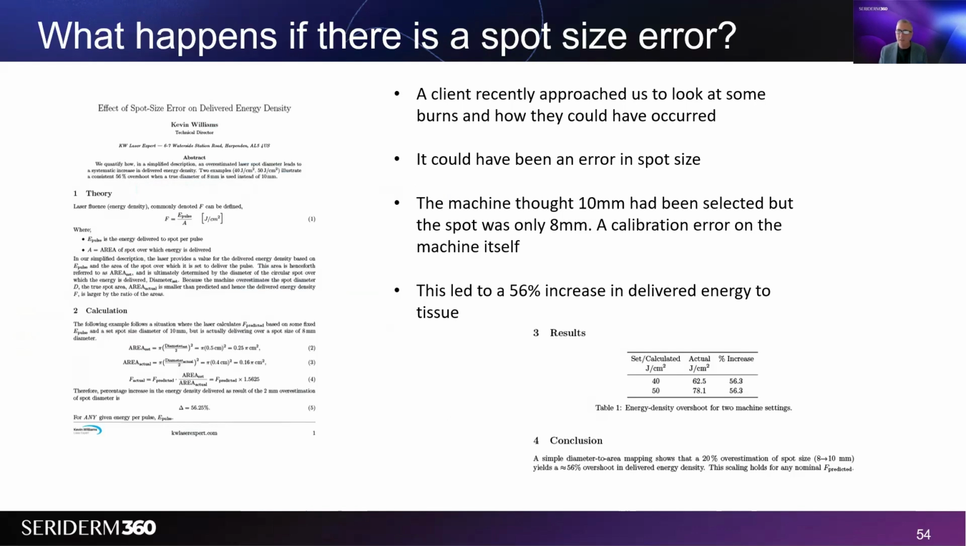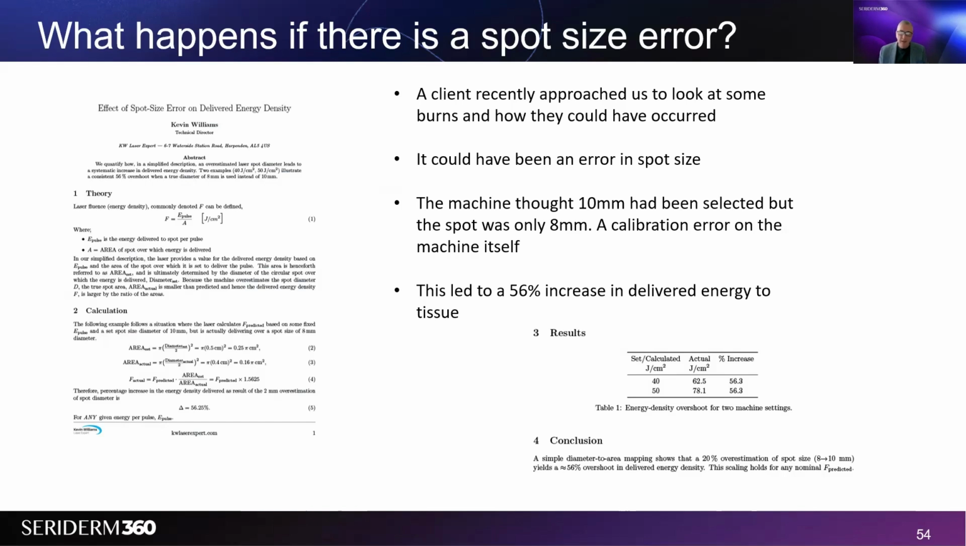I wanted to throw this in. It's something that's new to the course, but I was asked to give a review of a patient that had a burn, okay? And we were trying to look at the different things that happened. So we put this paper together, which is called The Effect of Spot Size Error on Delivered Energy Density. So a client approached us to say that, look, they've had this burn, they don't understand what's gone wrong. So this gives you the backstory. The client had had about 7 or 8 treatments, and this was the next treatment. Okay, and the energy settings they used were really similar.